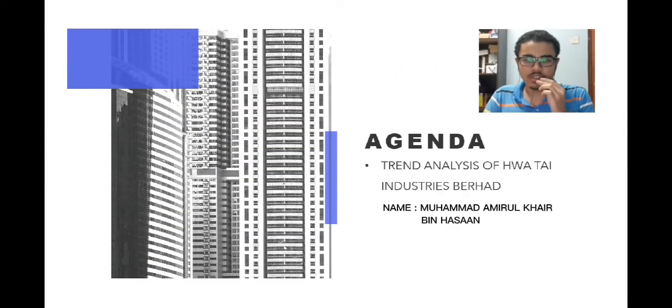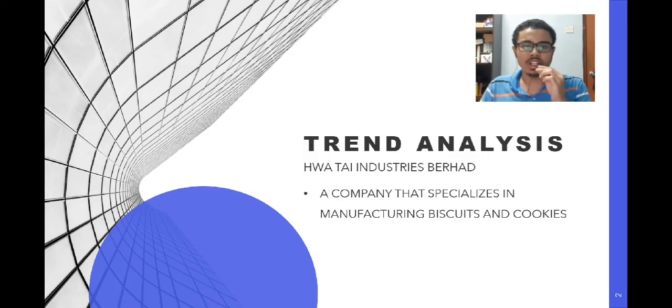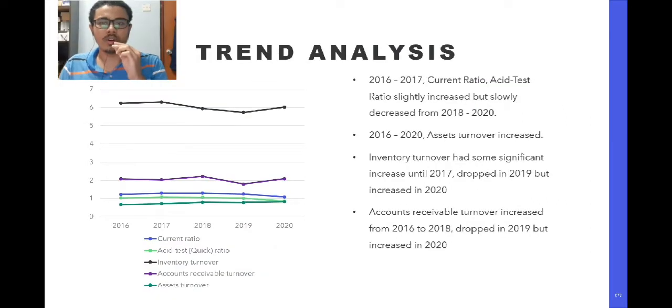Alright, we're going to look at the trend analysis of another company known as Huatai Industries Berhad, a company that specializes in manufacturing biscuits and cookies. From 2016 to 2017, the current ratio and acid-test ratio had a slight increase, but then slightly decreased from 2018 to 2020. In 2016-2020, the assets turnover has an increase.